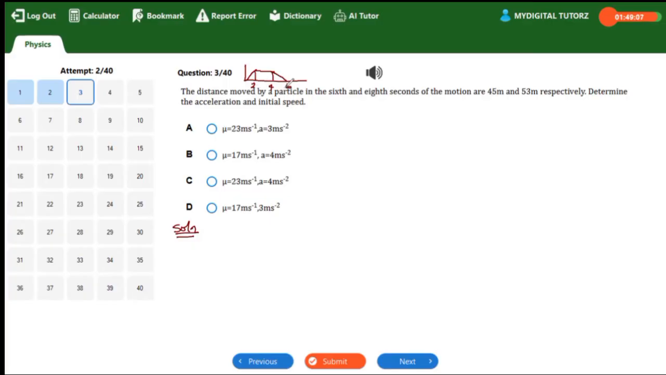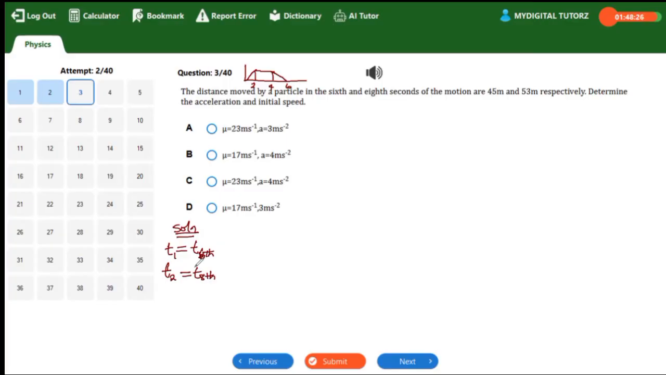So maybe here will be the total time. But if you want to know the interval between this 4 and 6, it will be 6 minus 4. So that is the strategy we are going to use in solving this question. We are given time and we are given distance, so we have to find acceleration. So from here, we can say our T1 is the time in the sixth position. I'll write it as this. And T2 is the time in the eighth position. I'll write it like this.